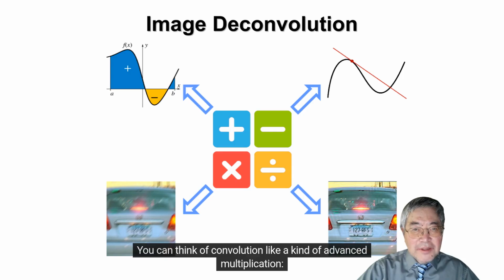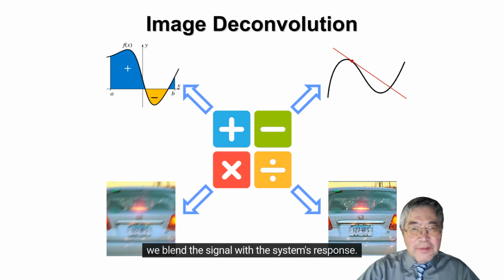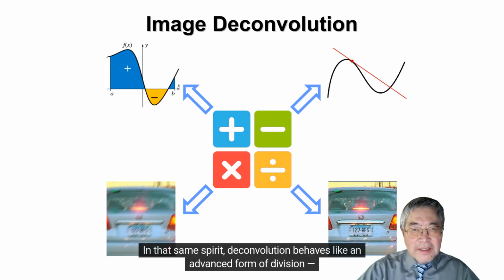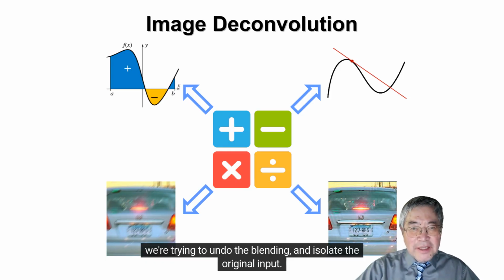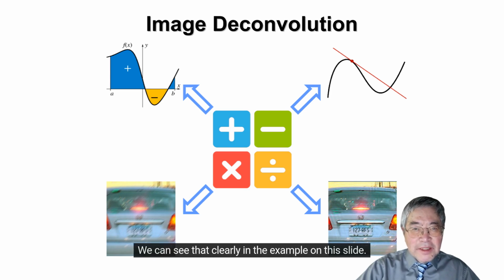You can think of convolution like a kind of advanced multiplication. We blend the signal with the system's response. In that same spirit, deconvolution behaves like an advanced form of division. We're trying to undo the blending and isolate the original input. We can see that clearly in the example on this slide.